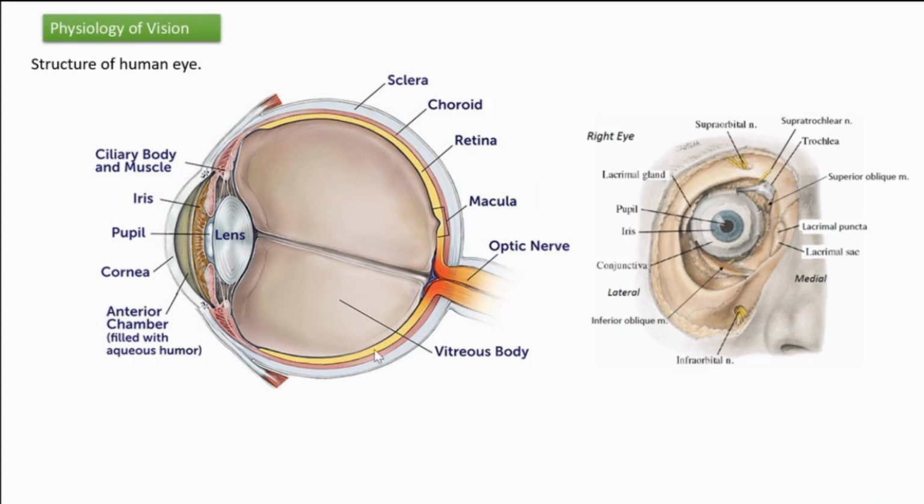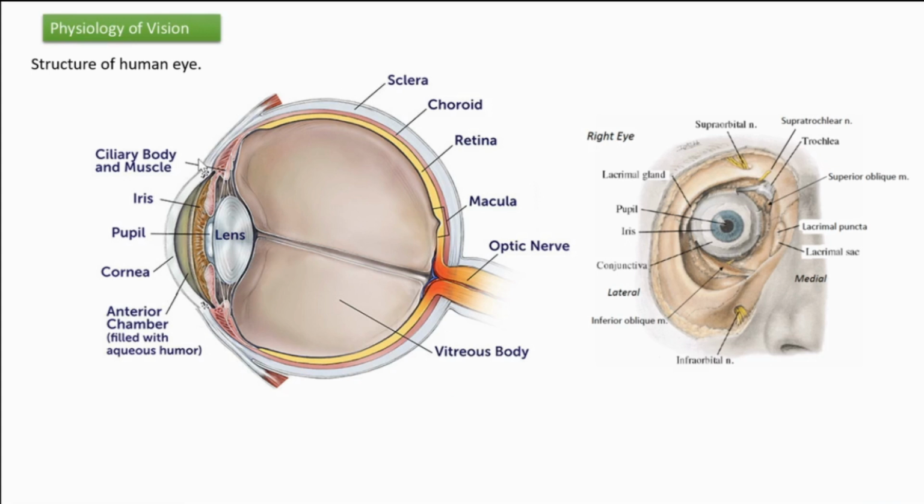The outermost layer is called sclera, or otherwise sclerotic coat. This is the name of the outermost layer of the eye. Sclera, it's given here. And what's the peculiarity of this sclera? It is made of dense fibrous connective tissues, and also the sclera is very opaque. Opaque means it will not permit the passage of any light.